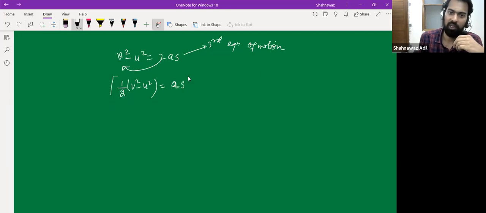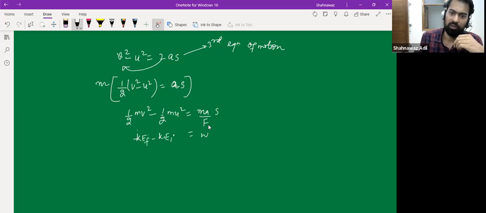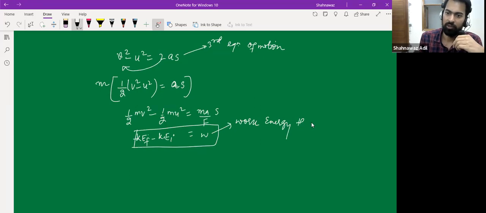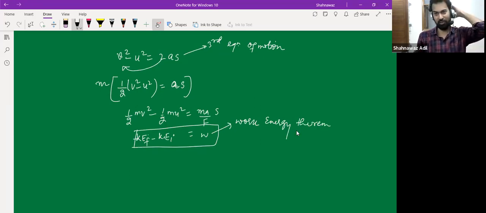So we multiply m on all the sides. So this becomes half mv square minus half mu square, and this becomes mas, right? So this is force times displacement, which is work done, and this is K final minus K initial. So this is the work energy theorem, right? So yes, Marita, you were correct. I apologize for this mistake, right?